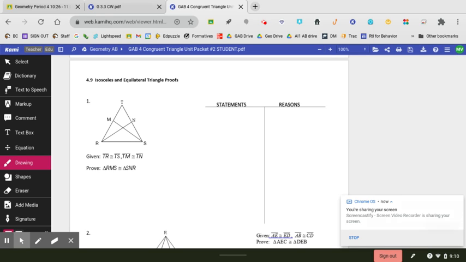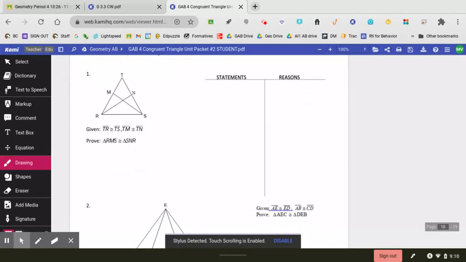Hello, everyone. Today we're going to continue with our study of isosceles and equilateral triangles. We're going to see how we can use the facts we learned there in proofs to help us out. We have three proofs to do today in class. The fourth one on here we're going to do as our next day's warm up. So let's get started with number one.